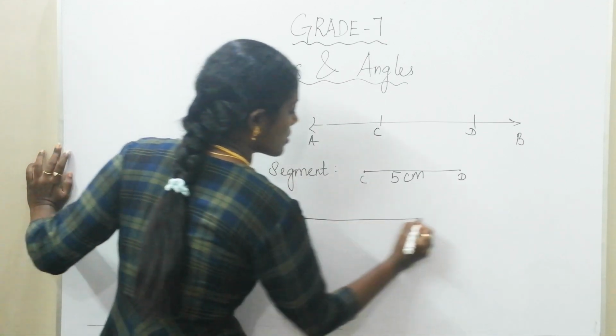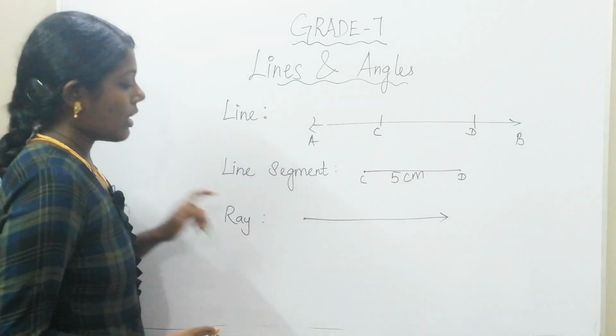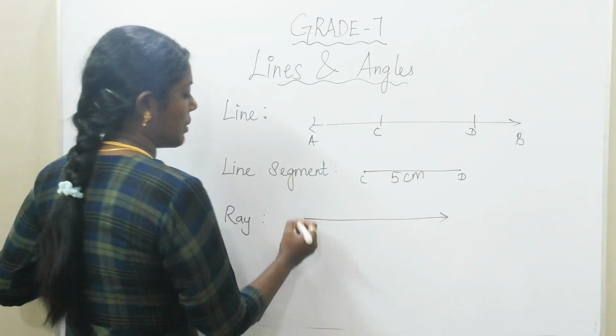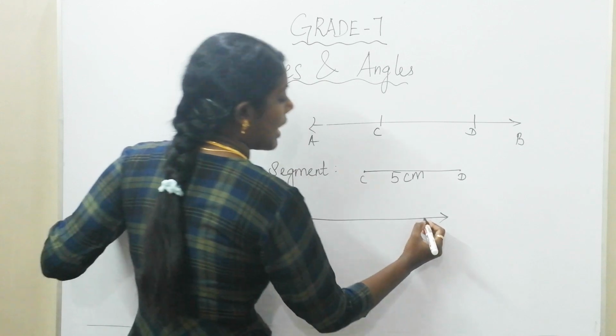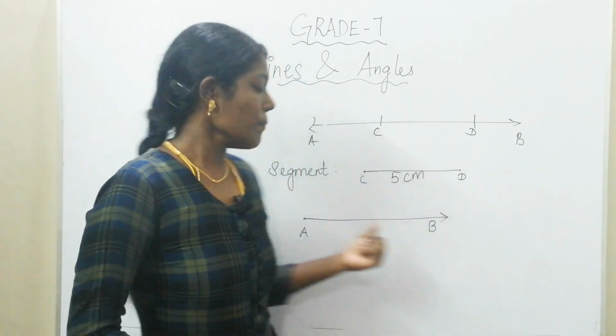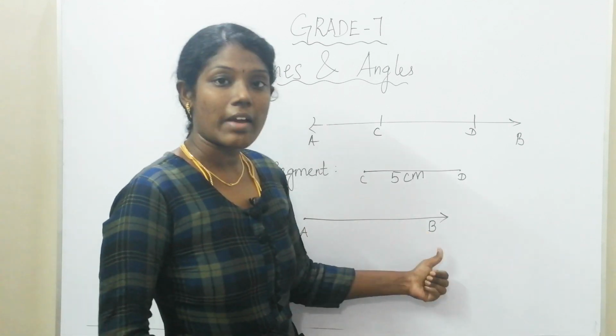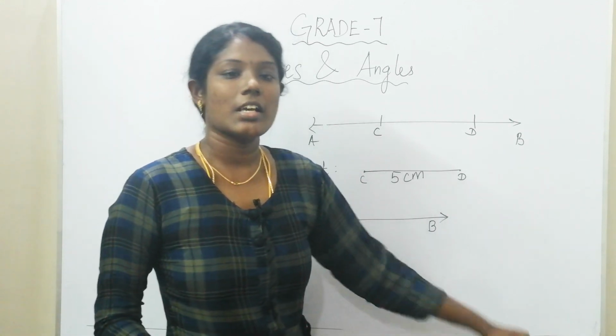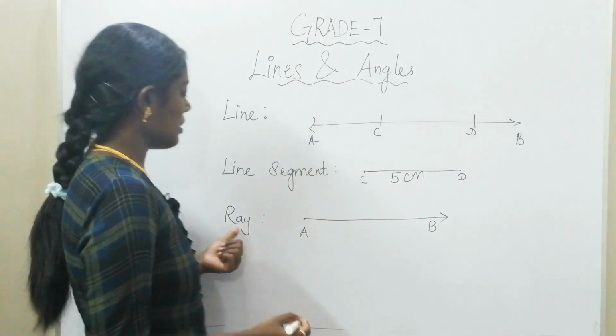What is a ray then? A ray is also a part of a line where it has a starting point. Somewhere we start it, but it doesn't have an ending point. It can move on either one side. So it has a starting point but doesn't have an end point. The end point is infinite, so it moves on. So that is called a ray.